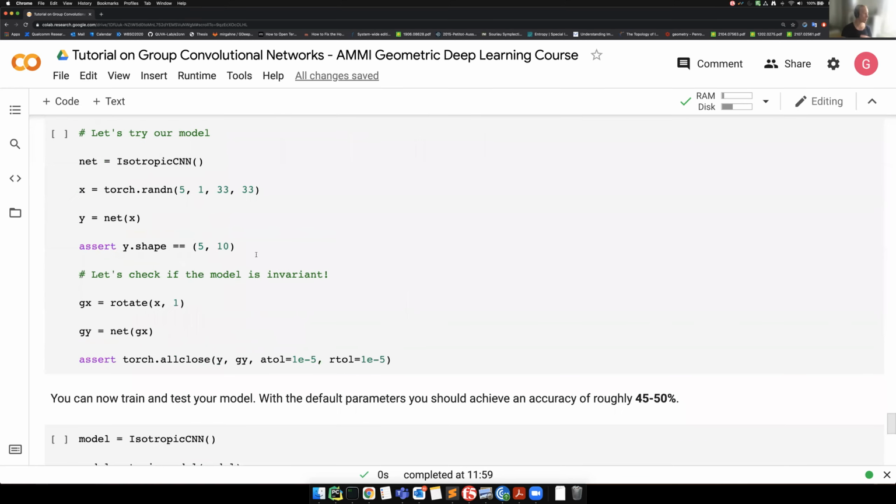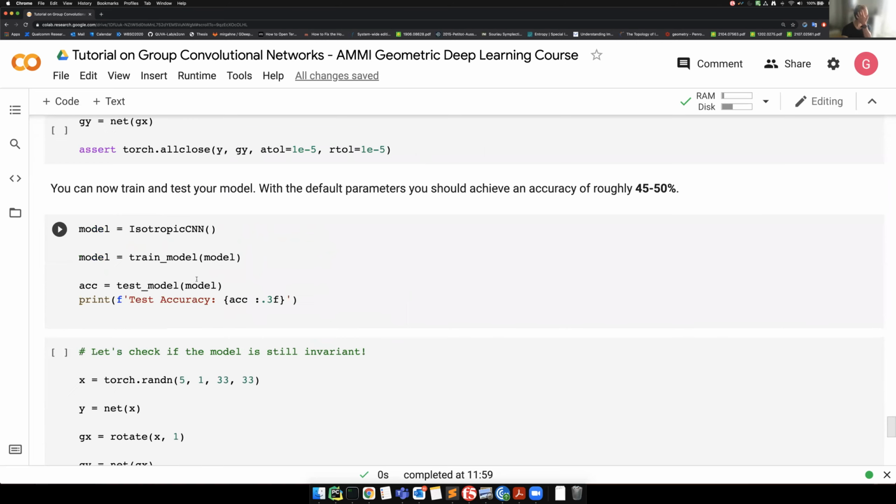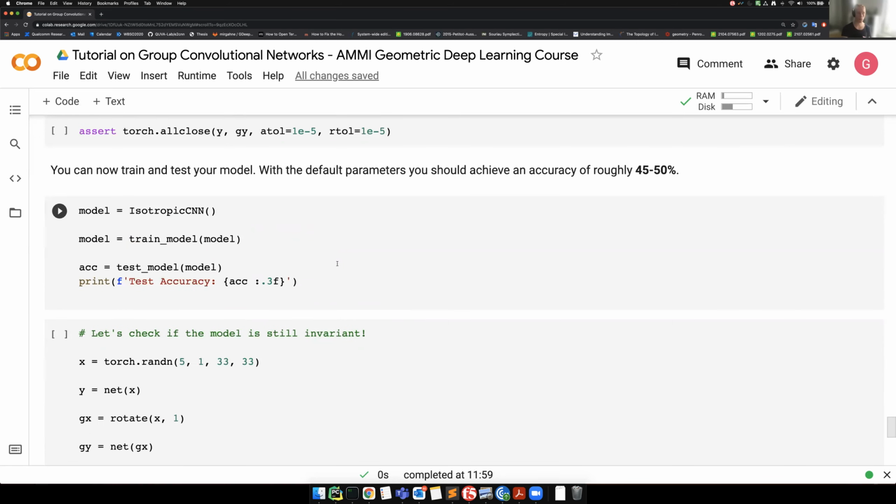And then we test the model, we train the model, and on this model, the idea is showing you why these models are less powerful. You will see that this model is able to reach only 45 to 50% accuracy with the default parameters. You can try yourself to improve the model.